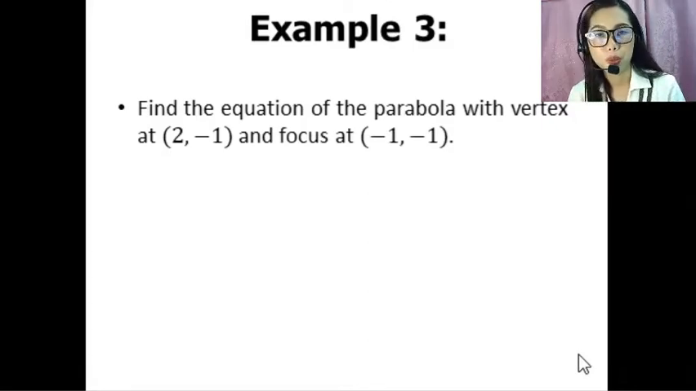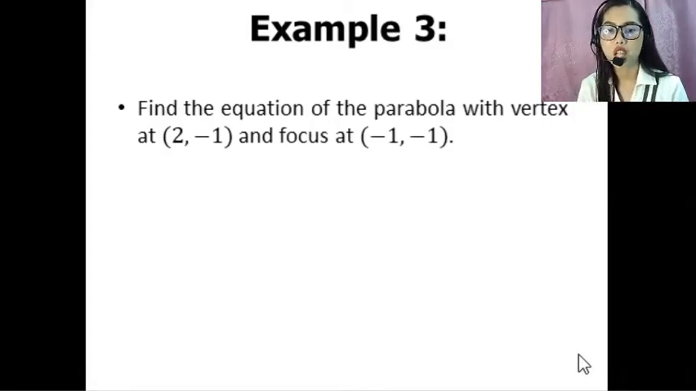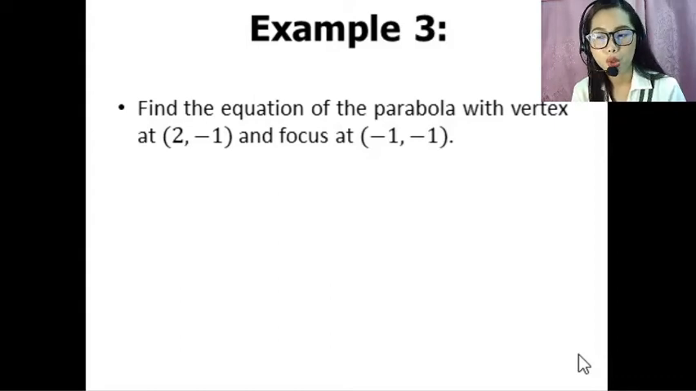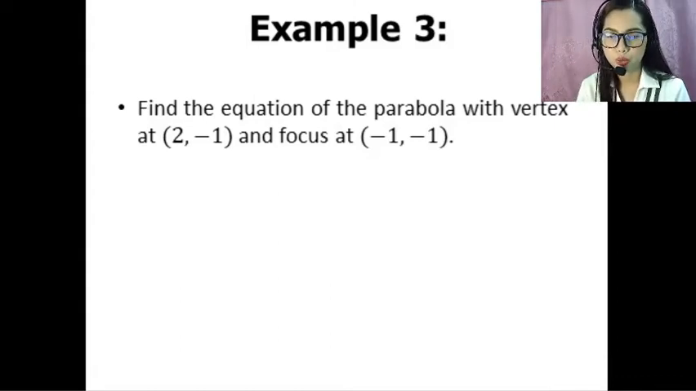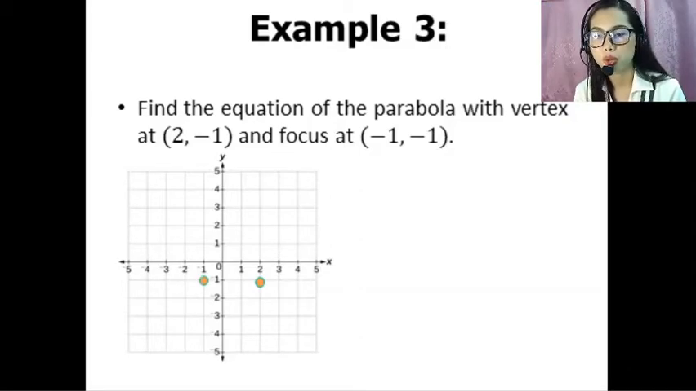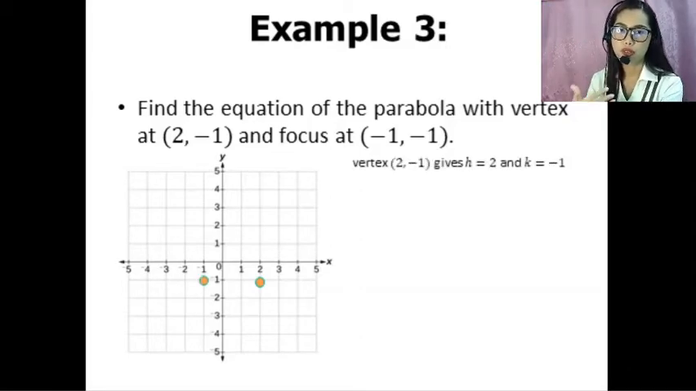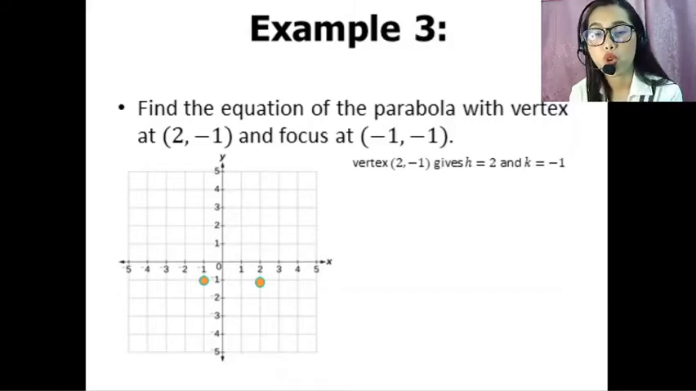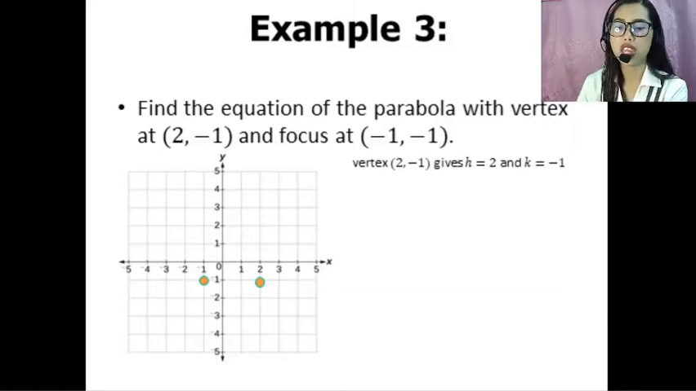Find the equation of the parabola with vertex at (2, -1) and focus at (-1, -1). So, we plot again our points. There, (2, -1) lies in the fourth quadrant and (-1, -1) lies in the third quadrant. So, with the vertex at (2, -1), your h is equal to 2 and your k is -1.